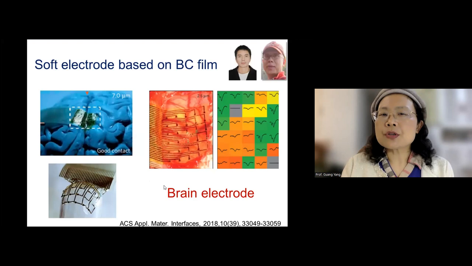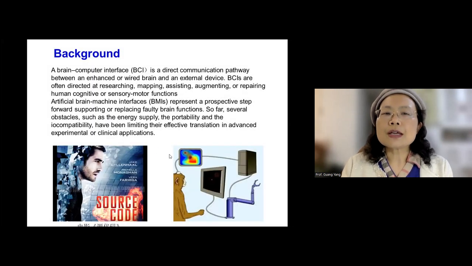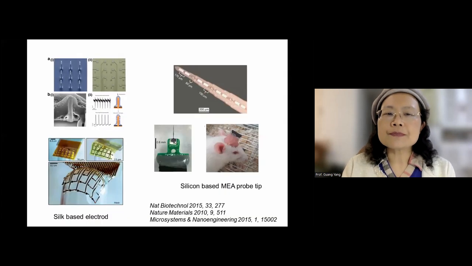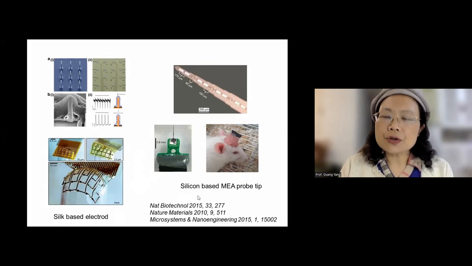And for another application, we try to use the bacterial cellulose as soft electrodes to make brain electrodes. Now there is a lot of IT that needs the brain-computer interface, and this interface needs materials, so it needs films. They have different kinds of materials that can be used. One is silk fiber, silk-based electrodes. And also silicon-based materials can be used, but we can observe that silicon-based ones will cause some inflammation. The silk fibers have very good biocompatibility, but the disadvantage is that these materials will be degraded.